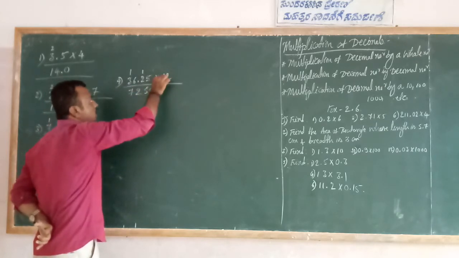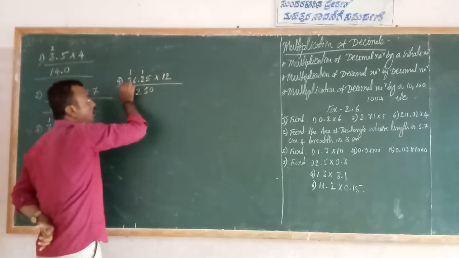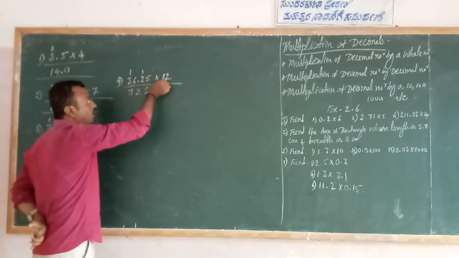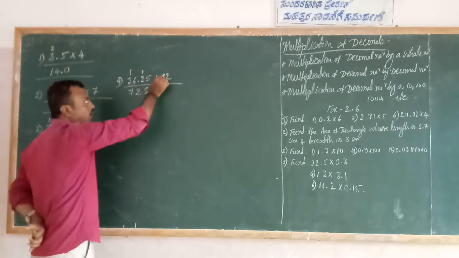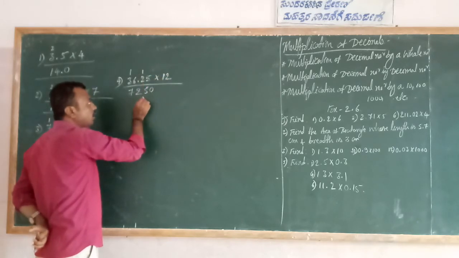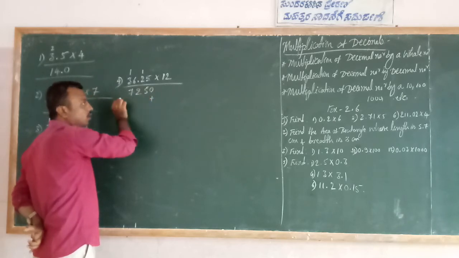Next, this is the tens place. So then we have to multiply one time. We have to multiply the whole 36.25. First we multiply by 2 and then we multiply by 1. So the 1 is in the tens place. That's why I will start here, also in the tens place only. This is the ones place. You leave the ones place. Then you have to start at the tens place.